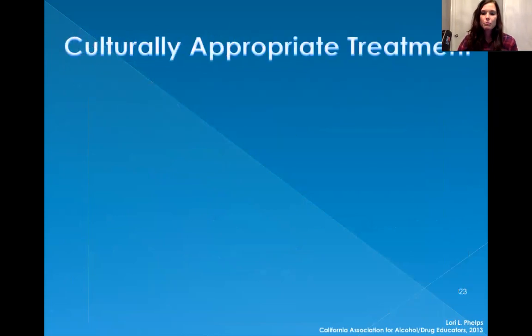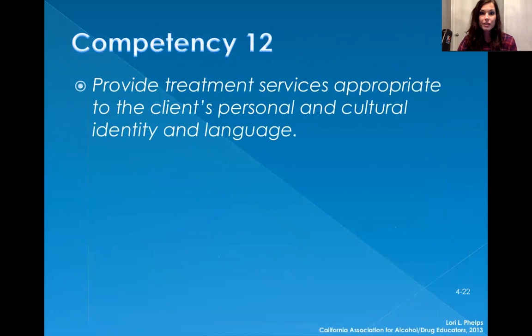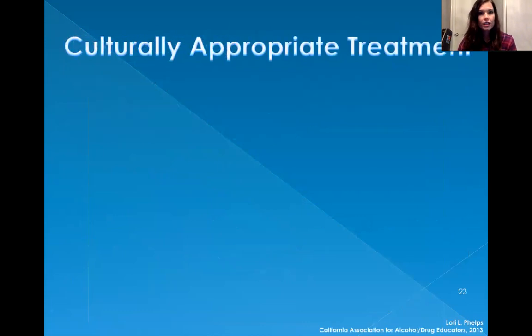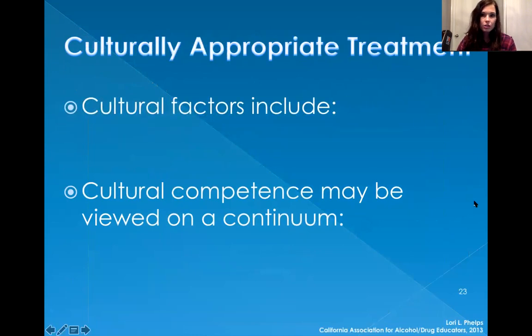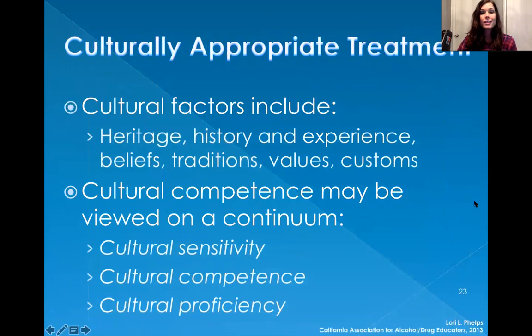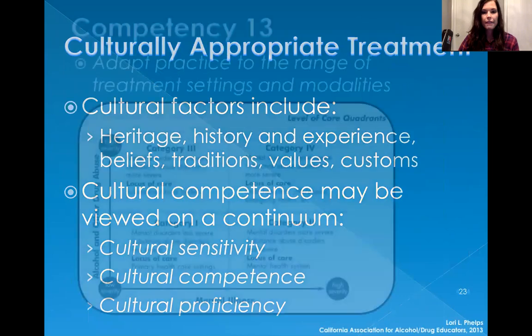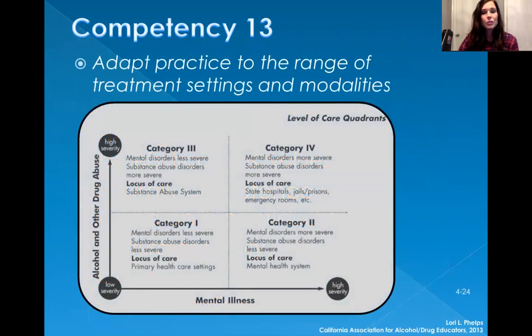So we're also going to provide treatment services that are appropriate to the client's personal and cultural identity and language. So of course, we always want to be culturally competent when we're considering the needs of clients. So culturally appropriate treatment for substance abuse may be viewed on a continuum. Cultural factors include heritage, history, and experience, beliefs, traditions, values, and customs. Cultural competence may be viewed on a continuum. So we want cultural sensitivity, cultural competence, and cultural proficiency. We'll adapt our practice to the range of treatment settings and modalities.